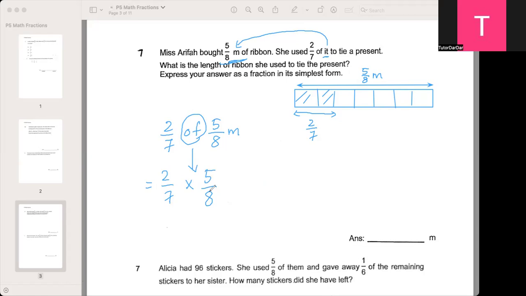So this 2 and 8 both can be divided by 2. So 2 divided by 2, 1. 8 divided by 2, you are left with 4. So now 7 times 4, you get 28. 1 times 5 is 5. So the answer is 5 out of 28 meter.